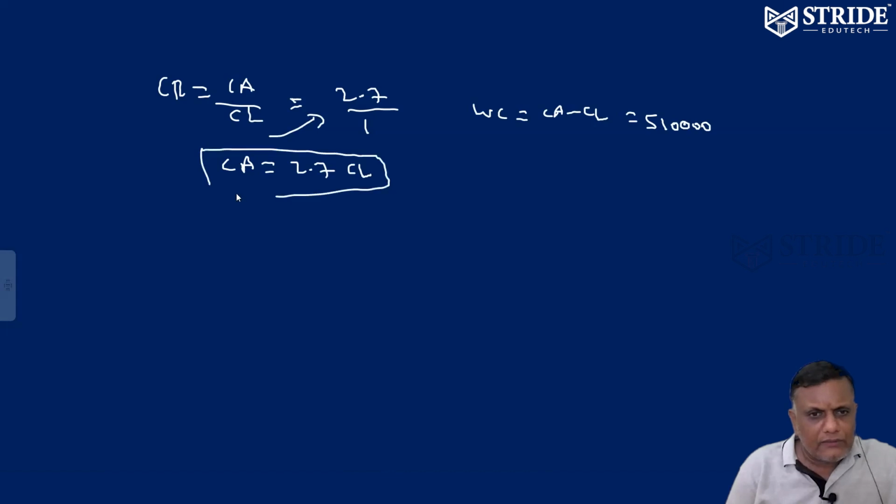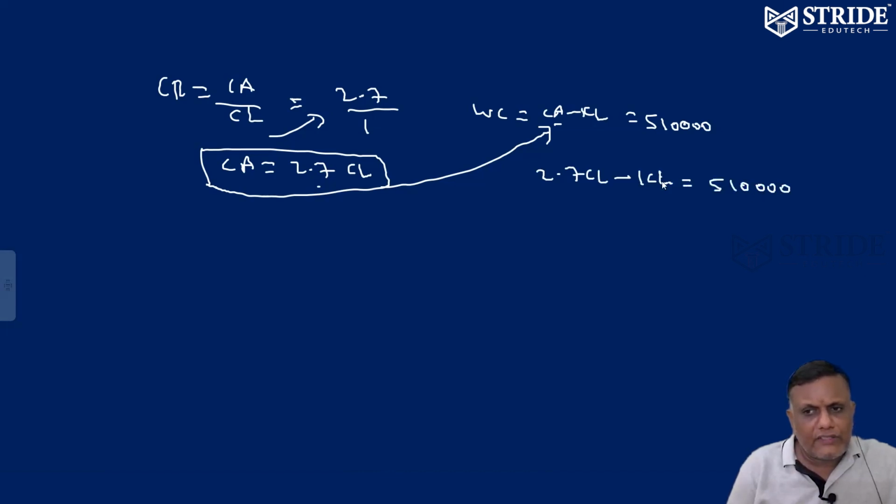What is current asset? 2.7 into current liability. Can you substitute here? Yes. Current asset is 2.7 into current liability minus 1 current liability, and that is equivalent to 5,10,000. So 2.7 CL minus 1 CL is 1.7 CL, which is equivalent to 5,10,000.